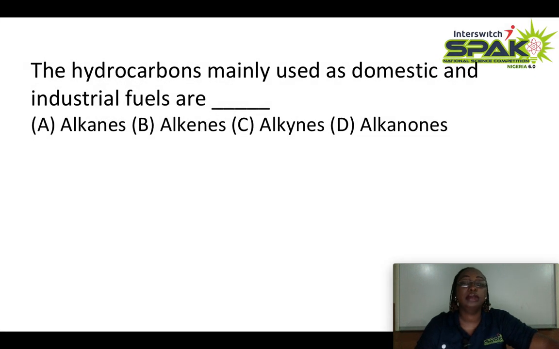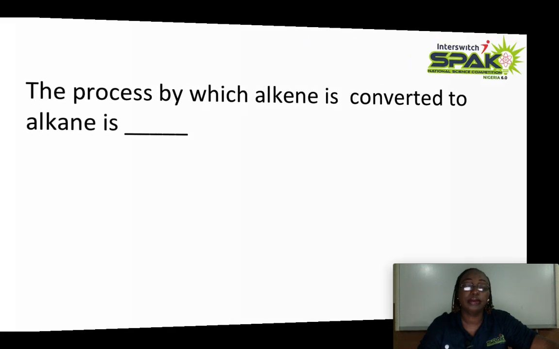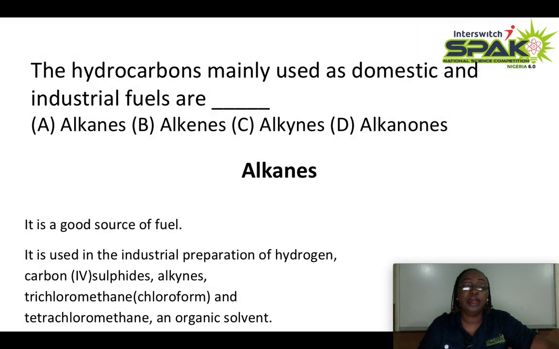The hydrocarbons mainly used as domestic and industrial fuels are, so which one among the options is used as domestic and industrial fuel? The right answer is alkane. Alkanes are a good source of fuel, and they are used to prepare other compounds, like hydrogen, carbon black, trichloromethane, which is also known as chloroform, and tetrachloromethane, an organic solvent.